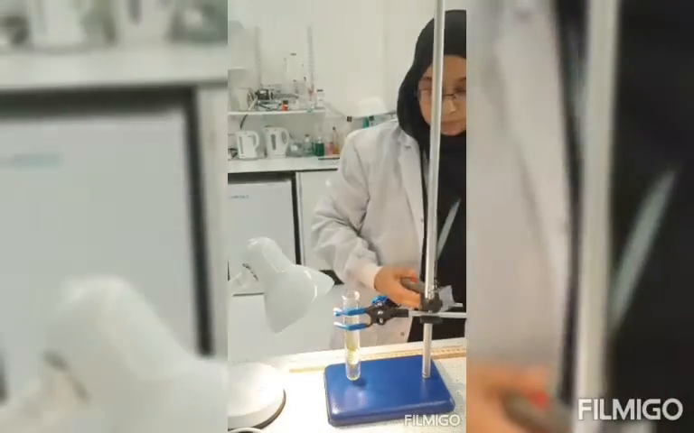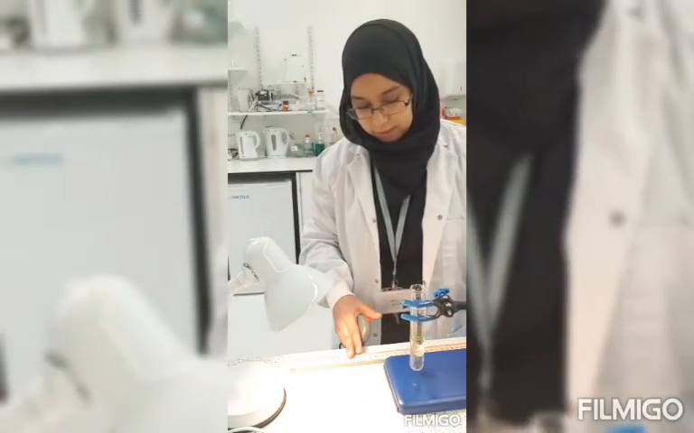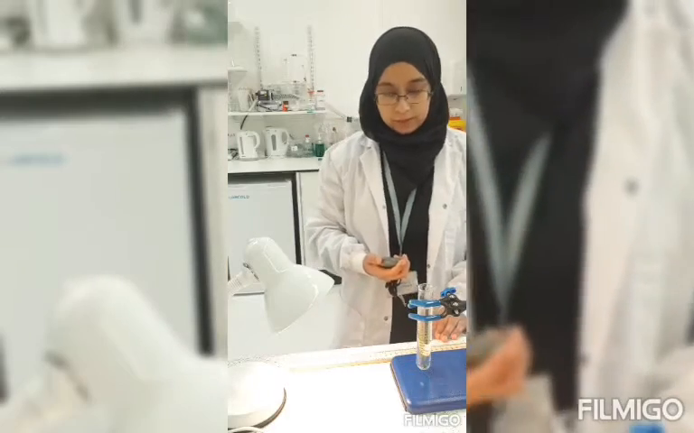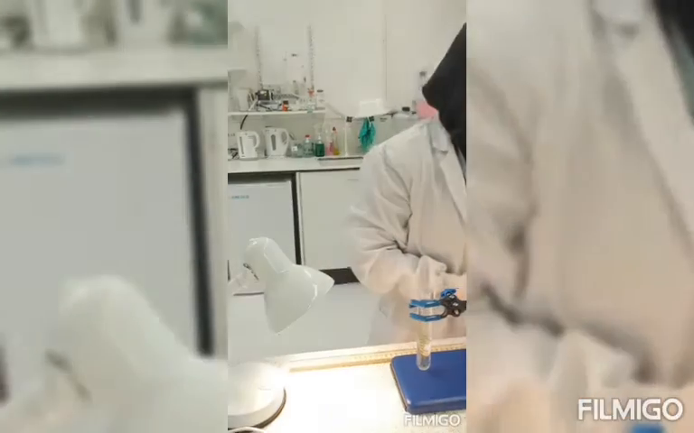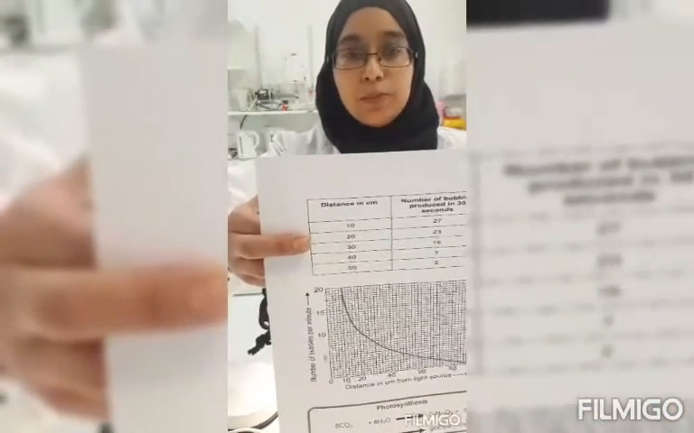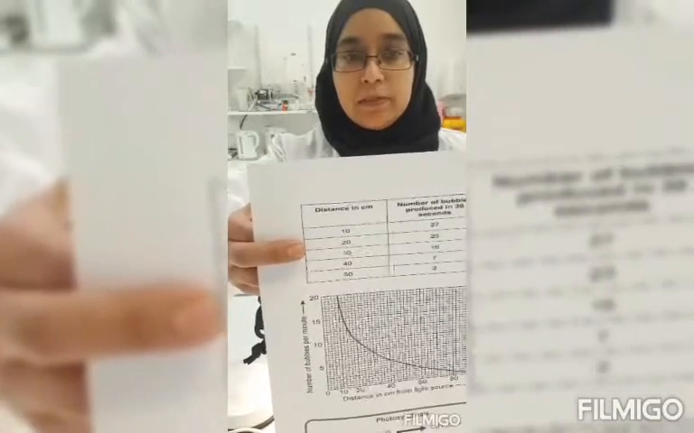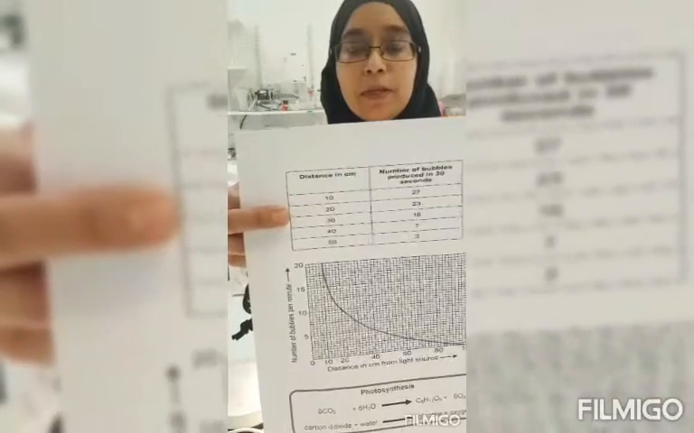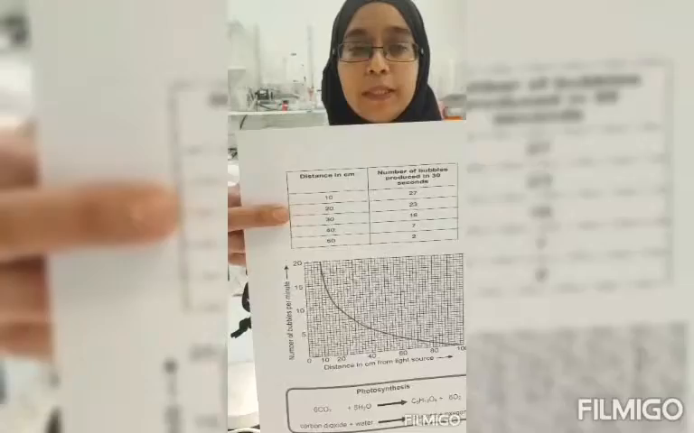I will then move my boiling tube to 20 centimeters and repeat the experiment. So for 1 minute we'll see how many bubbles are being produced. This will be recorded on the table, and I will continue to move the boiling tube every 10 centimeters until I get to 50 centimeters. Then you can plot a graph like this, the number of bubbles against the distance of the pondweed.